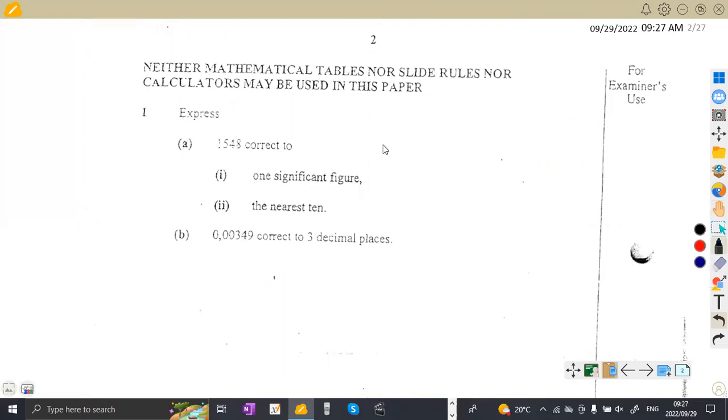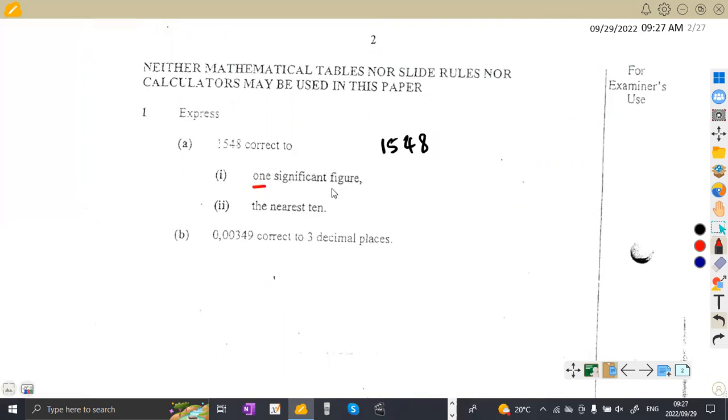We're given the first part, 1548. That is the number that we're given. Correct to one significant figure. These are the simplest questions, and most people tend to make mistakes on these typical questions. Anyways, let us see what you're going to have on the first item to one significant figure.